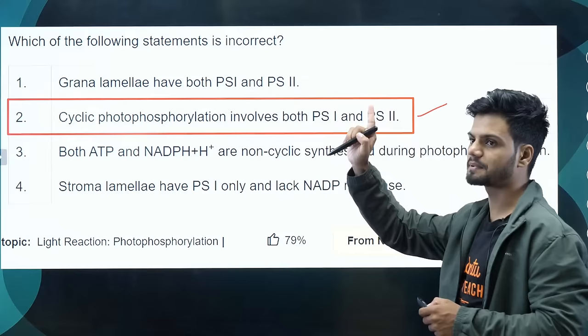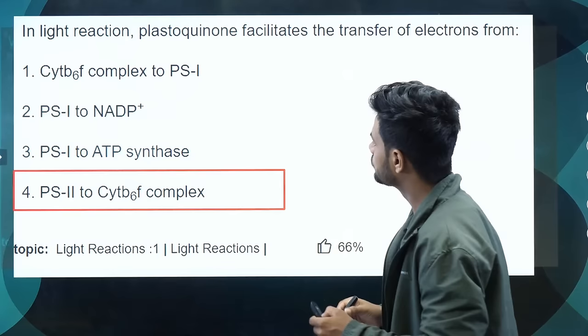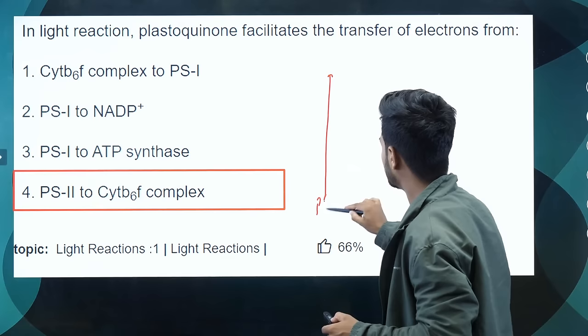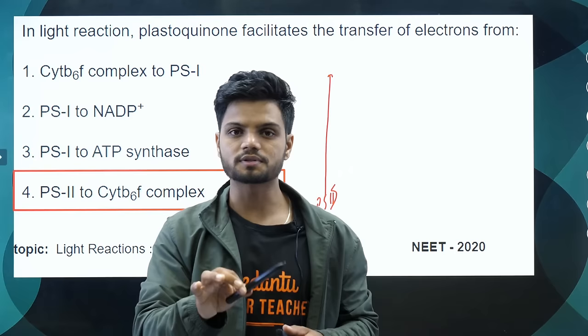Okay, for the previous question, you need to know the cycle. Unless you know the entire cycle of your light reaction, the Z scheme, you won't get it. If you watch my one shot lecture on photosynthesis in higher plants, just go to the Z scheme and you will be able to understand from the cycle.